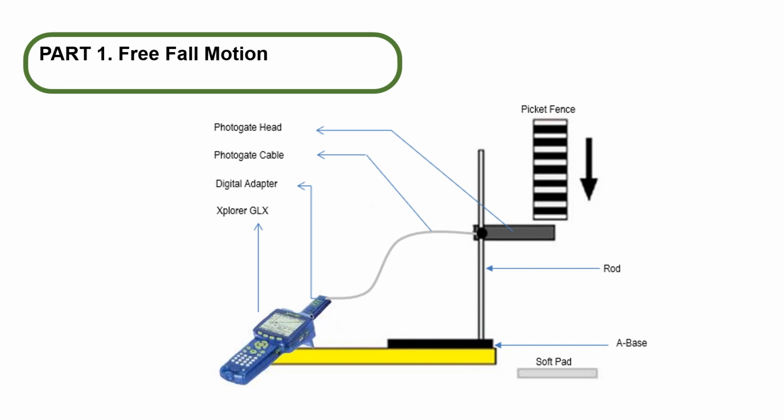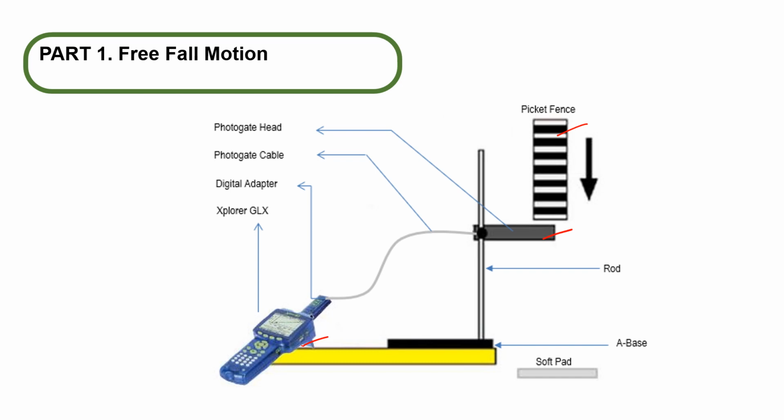For the first part of this experiment, we have this setup. We can see here the picket fence. We also have the Photogate head, and to connect the Photogate head to the Explorer GLX, we need to use a Photogate head cable, which is attached to the digital adapter, and then the digital adapter is connected to the Explorer GLX. And then to make the setup in place, we need a metal rod and also an A-base.